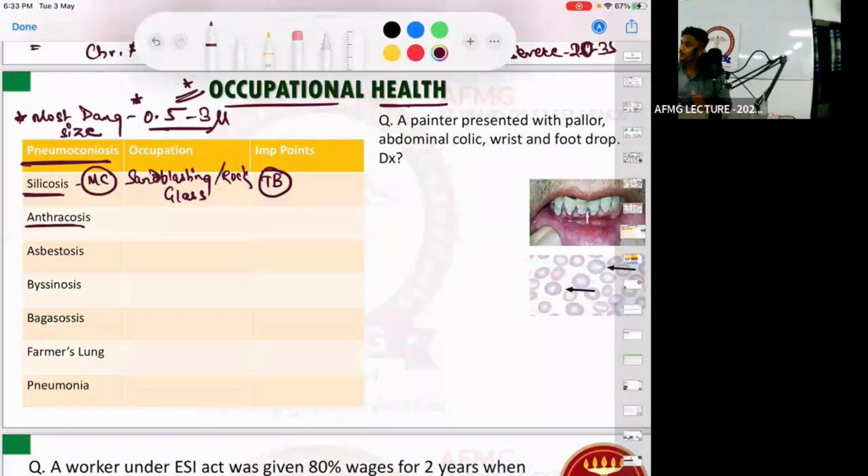Second is anthracosis. Anthracosis is also known as coal workers pneumoconiosis, so it is commonly seen in coal miners. The important point is that the complication of anthracosis would be progressive massive fibrosis. The lungs would get fibrosed completely. Whereas when it is associated with rheumatoid arthritis, it will cause Caplan syndrome.